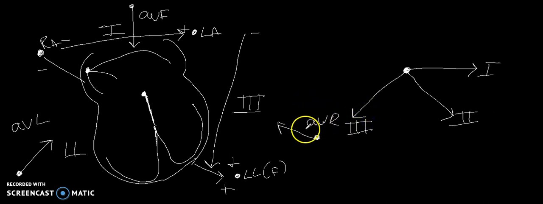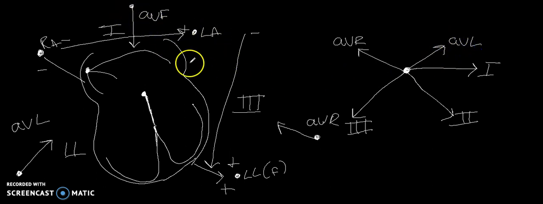I'm going to take AVR. I'm going to pick it up. I'm going to put it here. And there it is. AVR. I'm going to take AVL, and I'm going to pick it up, and I'm going to put it here. Like that. I'm going to take AVF, and I'm going to put its negative end there. Like that.